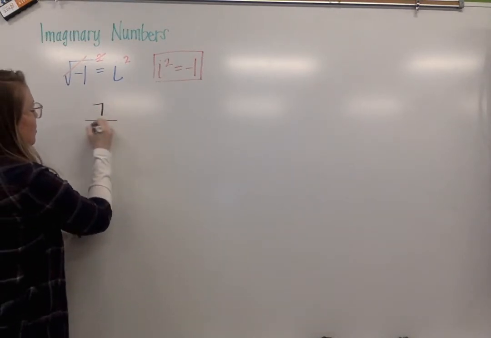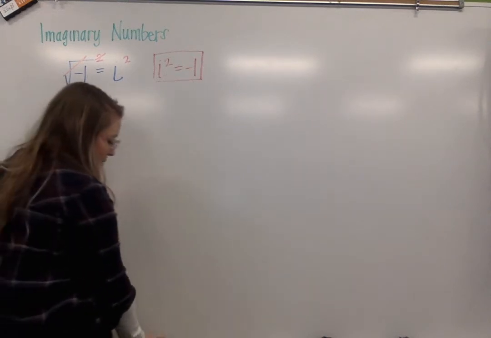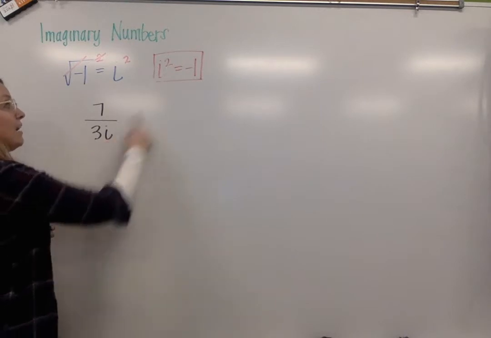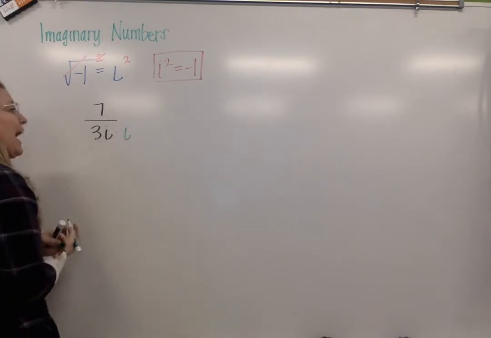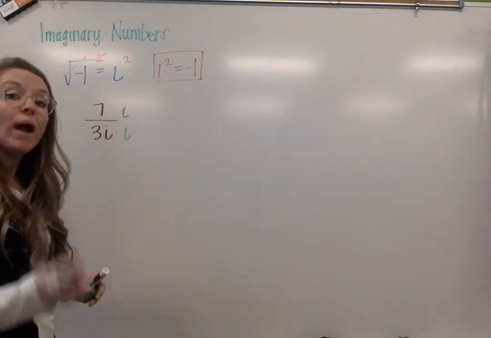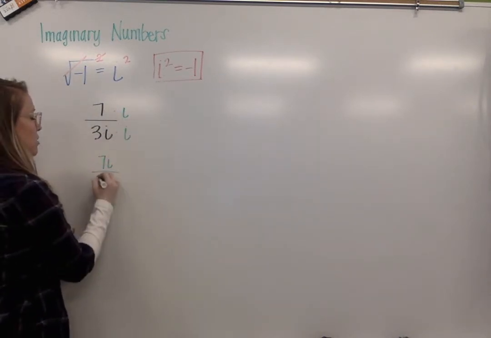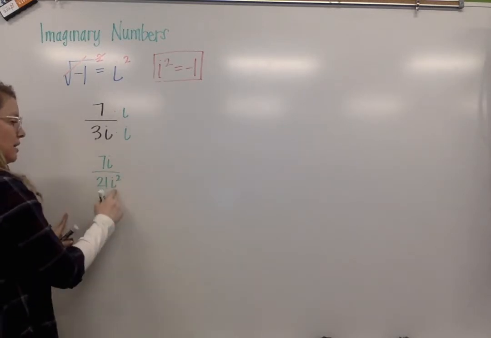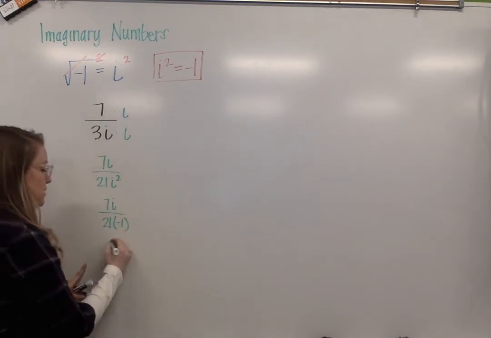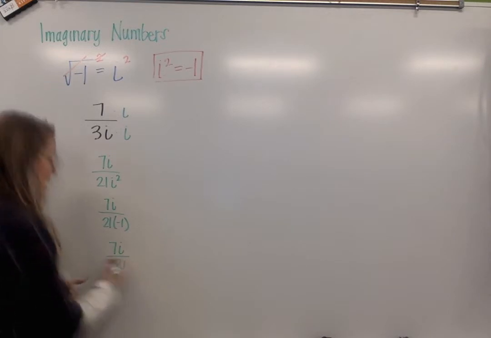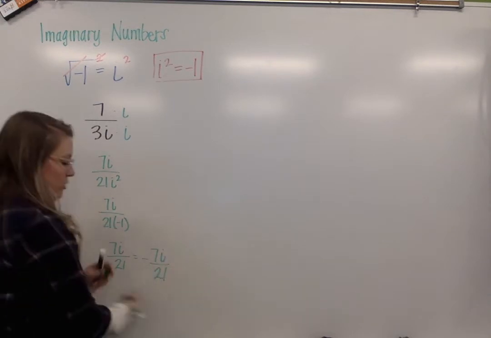Say we have 7 over 3i. We don't want our denominator to be an imaginary number. So to get rid of i, I know if i is squared, it's going to become -1. So I'm going to multiply by i. I can't square it. I have to multiply by i. So this is going to give me 7i over 21i squared. i squared is -1. So this ends up giving me 7i over -21. So we could write that as -7i over 21.